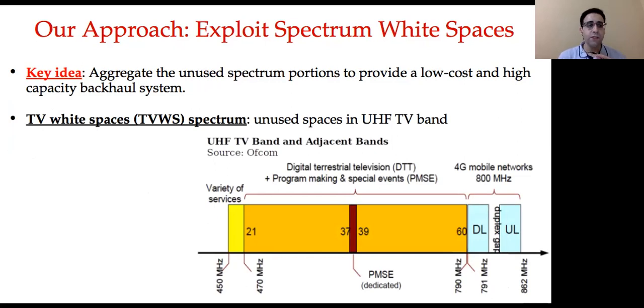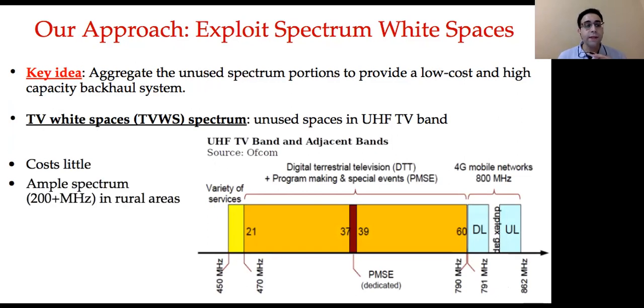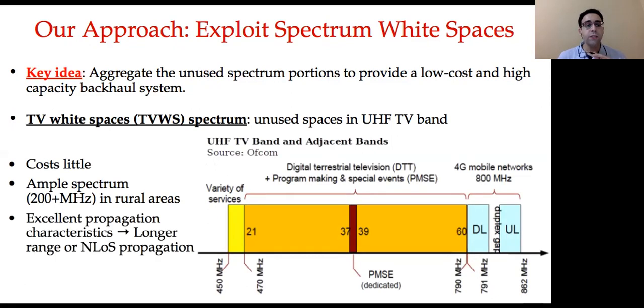So why TV white spaces? There are several reasons for that. First, TV white space is a kind of unlicensed spectrum with no spectrum license fee, which reduces the overall cost of a TV white space backhaul solution. Second, TV white space is widely available in rural areas where there is a limited number of TV transmitters. Third, TV white space spectrum has excellent propagation characteristics. That means longer range and better penetration in non-line-of-sight environments.